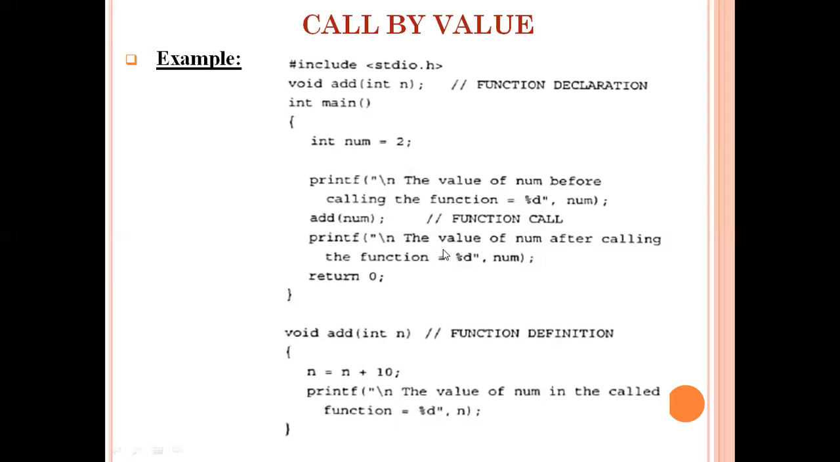So again, even after when we are displaying the value of the number, even after executing the function call statement, it displays only the old value. Okay, because the changed value is not reflected in the calling function. Okay, so this is the call by value concept.